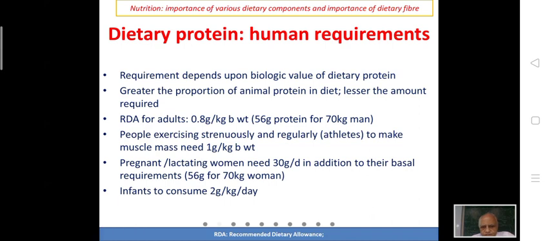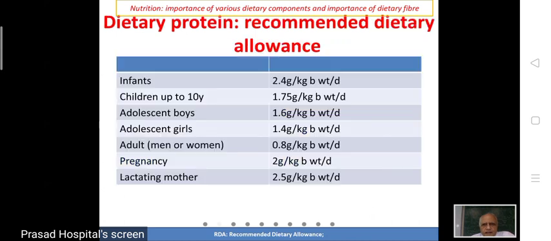Infants are to consume only 2 grams per kg per day. So that is the data which you have to remember. And recommended daily dietary allowance for protein has been listed in this table. Infants need about 2 grams per kg body weight per day. Children up to 10 years need less than 2.4 gram or about 1.75 gram per kg body weight per day. During adolescence, you further decrease and you need only 1.6 gram per day per kg body weight. Girls need similarly 1.4 gram.